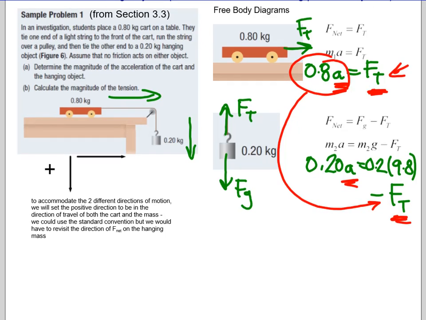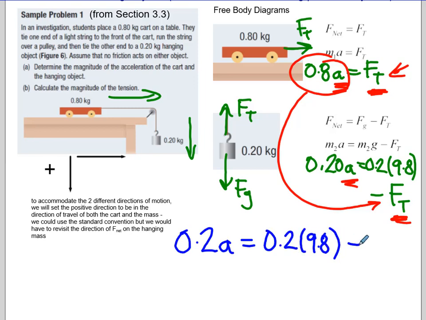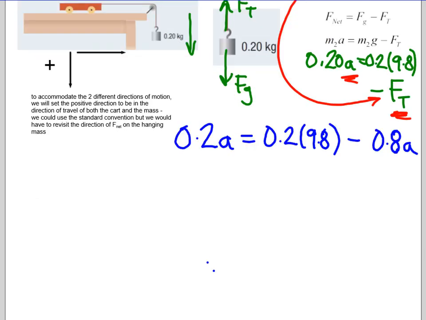Okay, so I'm just going to rewrite that now. I'm going to take 0.2a equals 0.2 times 9.8 minus, and now instead of Ft, I'm putting in the 0.8a. Now I just have to solve that problem. I'm going to add 0.8a to both sides, so I get 1a. Isn't that convenient? 0.2 times 9.8 is 1.96. That's an acceleration, so it's meters per second squared.